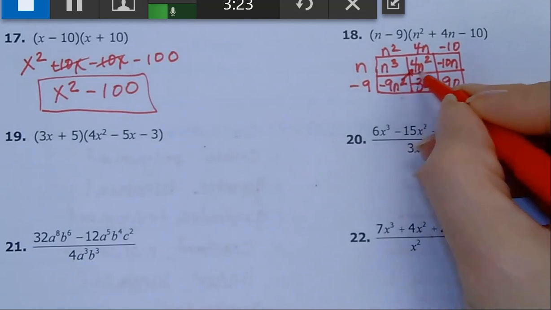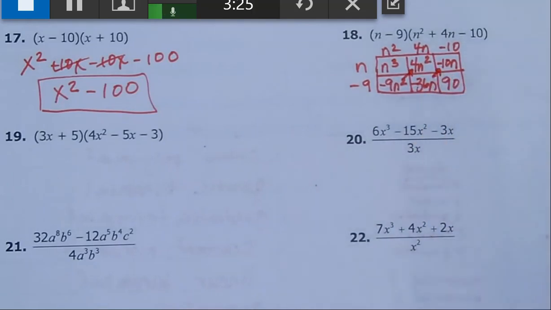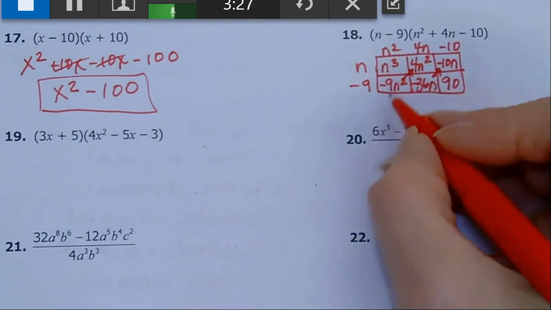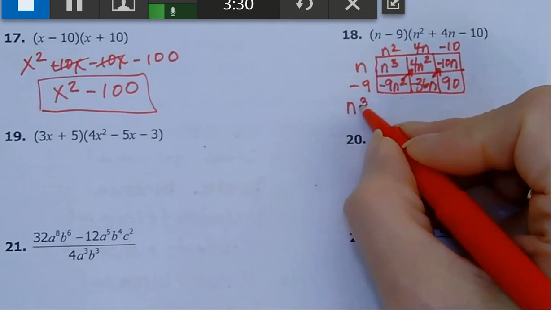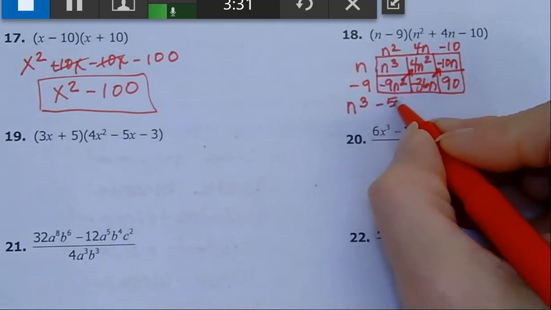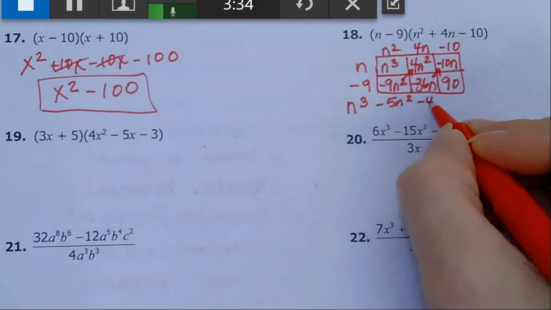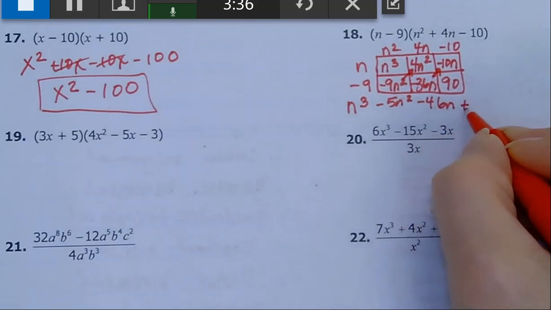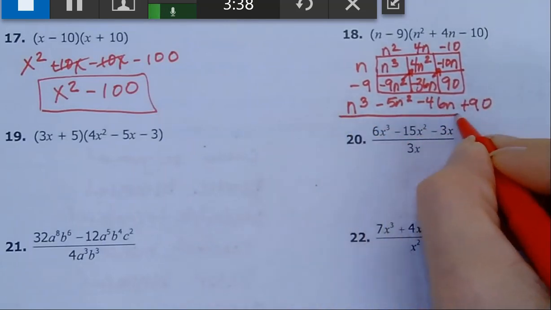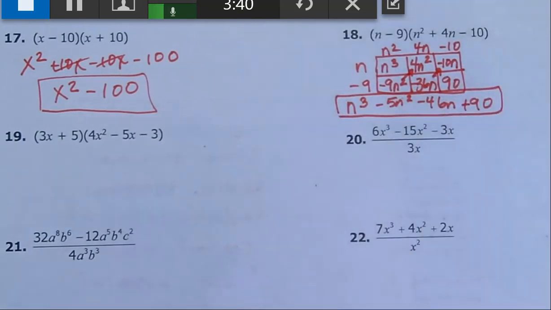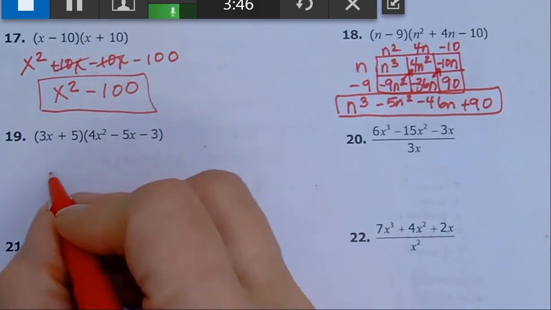So you can see that you've got your diagonals showing your like terms, right? So I know that my answer is going to be n cubed minus 5n squared minus 46n plus 90. It looks like that's all my answer. Let me double check and make sure I didn't make any careless errors. I think I'm good. Okay, number 19, again, I'm going to use a box.